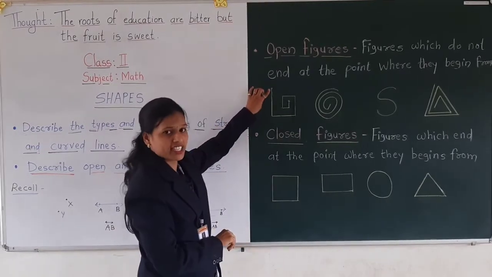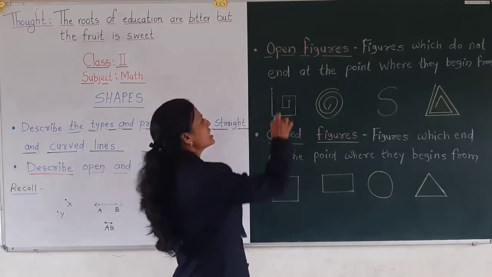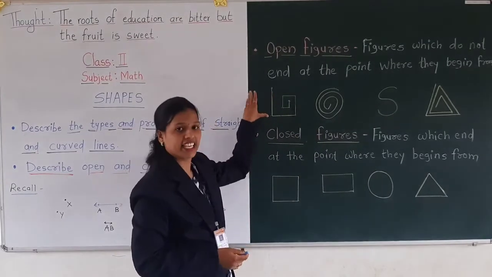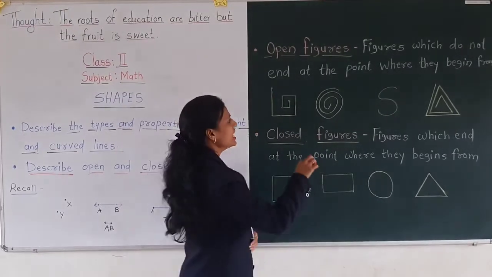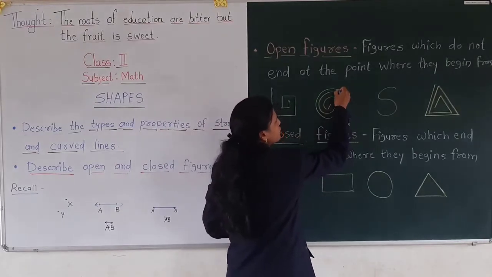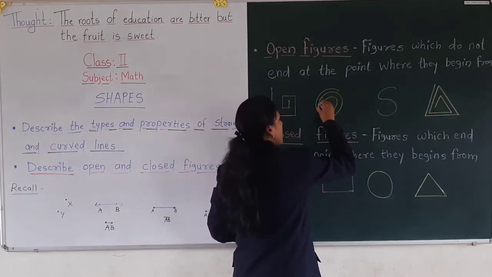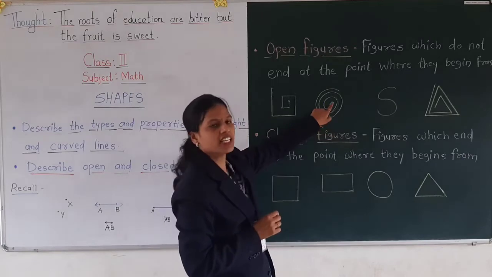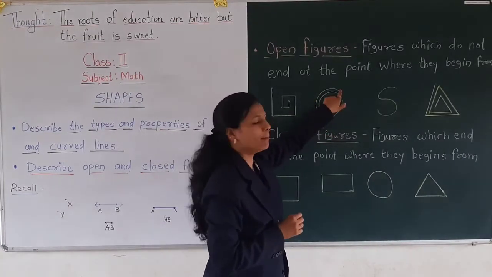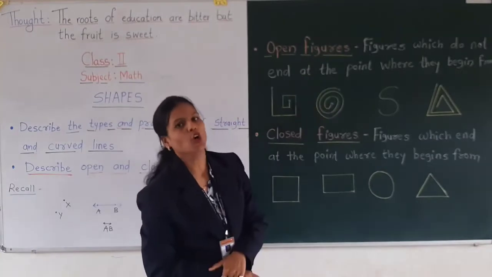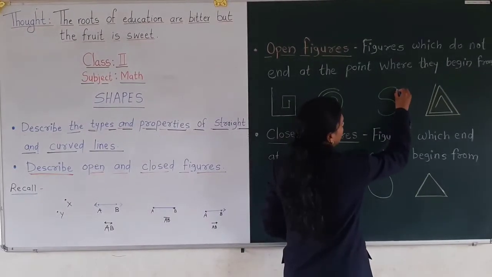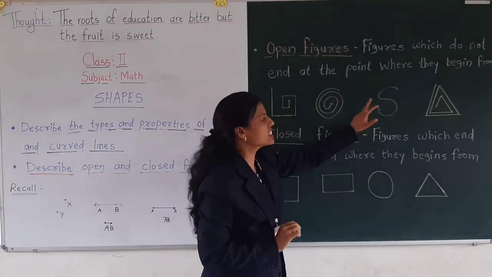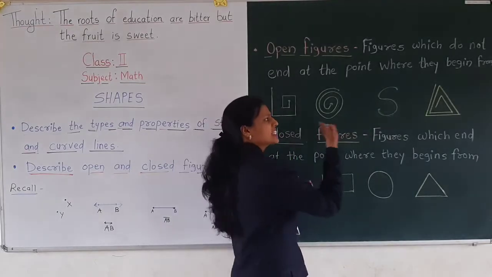I start from one point and I do not end on the same point. I end my figure on another point. So this is an open figure, right? Let's move to the second. This is also an open figure. Let's see the next figure. Start from here. Curve. And the end of the figure is here. So understood, students?